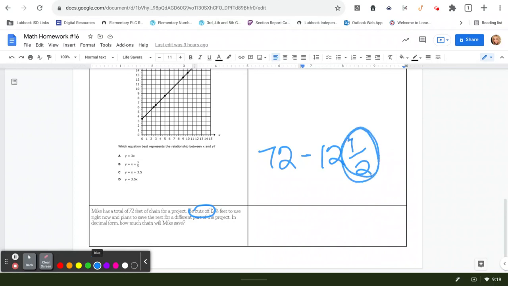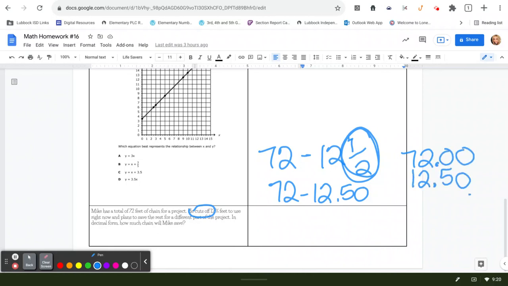If we have half of a dollar, how much money do we have? We have 50 cents, right? So we're going to do 72 minus 12.50. Make sure you are lining these up correctly. 0 minus 0 is 0. This becomes 10. This becomes 1. 10 minus 5 is 5. This becomes 11. This becomes 6. 11 minus 2 is 9. And 6 minus 1 is 5.